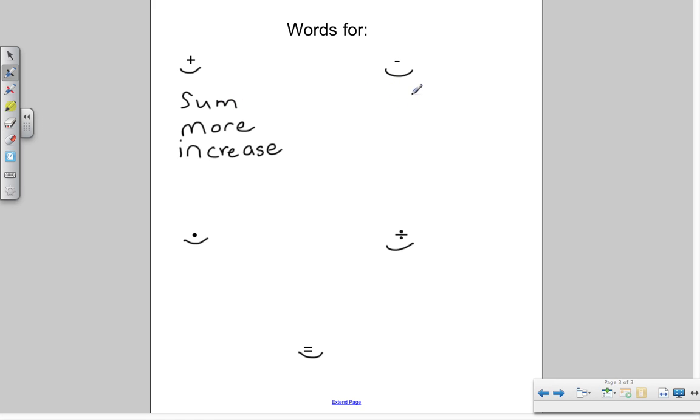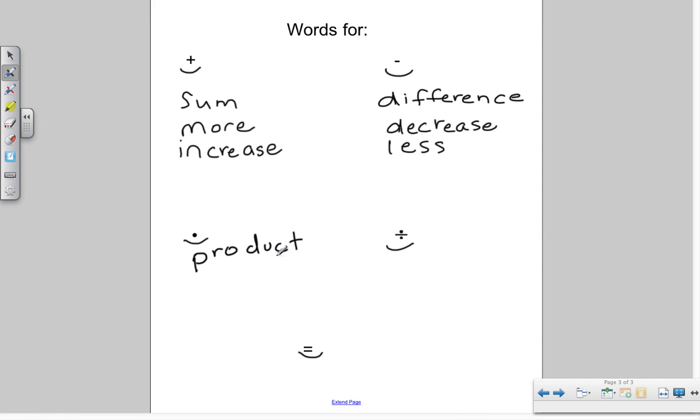For subtraction, the word that would be the same sort of word as sum is difference. So when you're referring to a subtraction problem, you could use the word difference to explain that. You could also use the word decrease or less. And again, there's many, many more. A word that would go with multiplication would be product. Wouldn't want you to forget that one. And another one is double, triple, quadruple, things like that. And then one that's frequently forgotten is the word of.